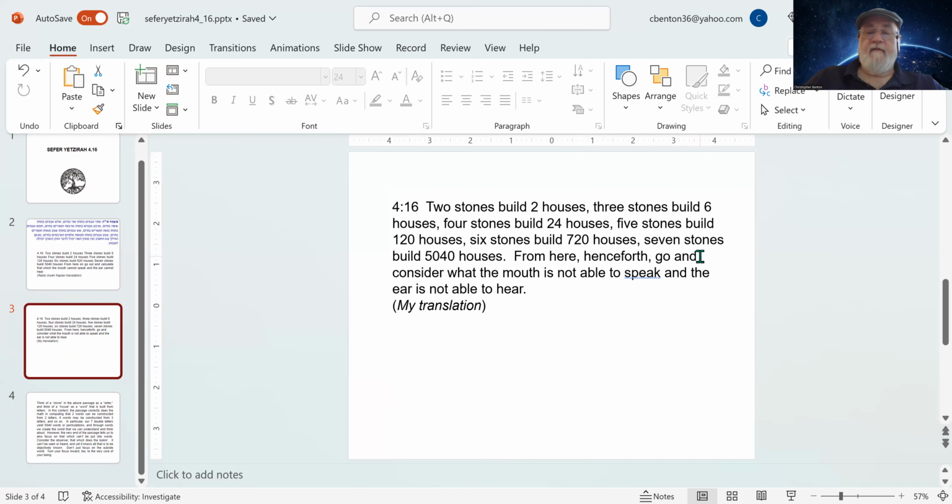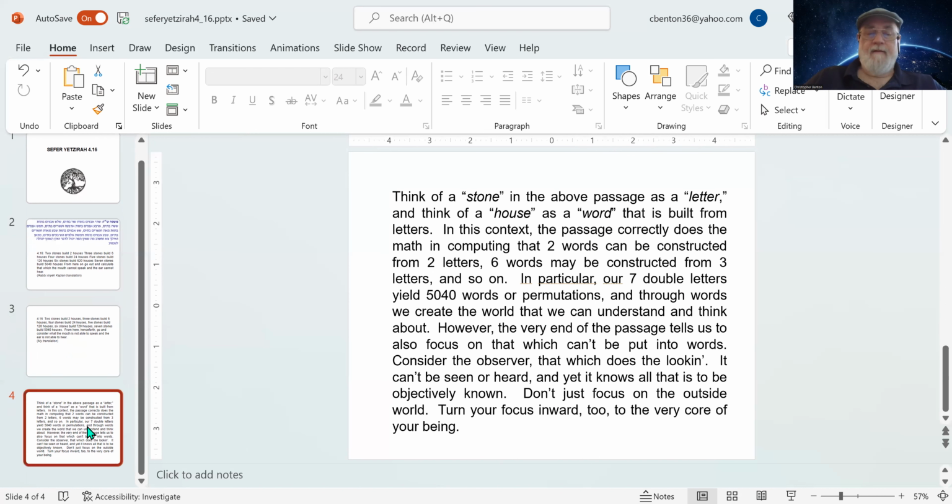Like the Sefer Yetzirah says, from here, focus not just on the permutations in front of you, but consider what the mouth is not able to speak and the ear is not able to hear. That's the main thing. Okay, that's it for this presentation.